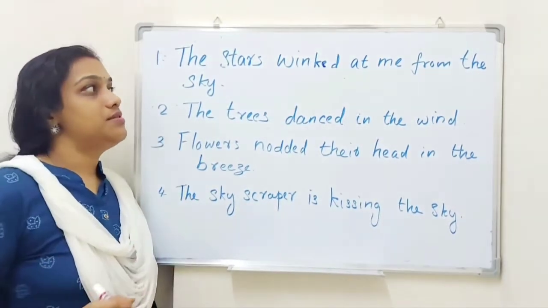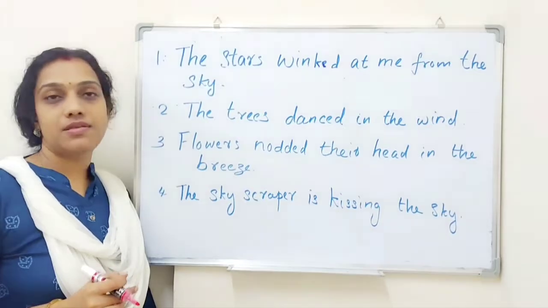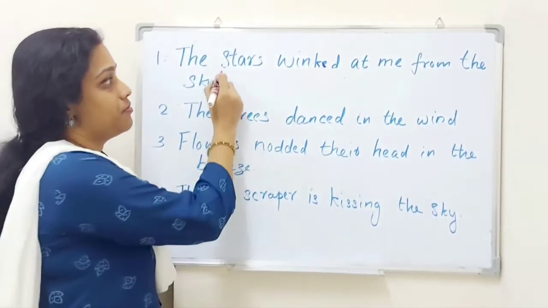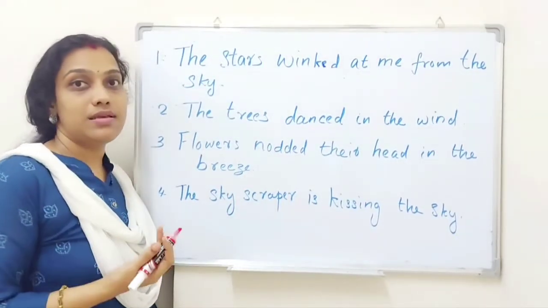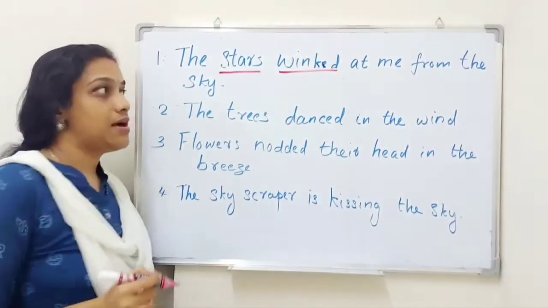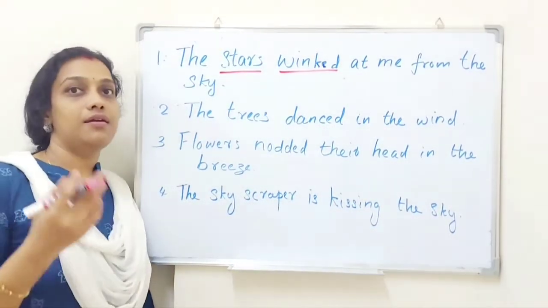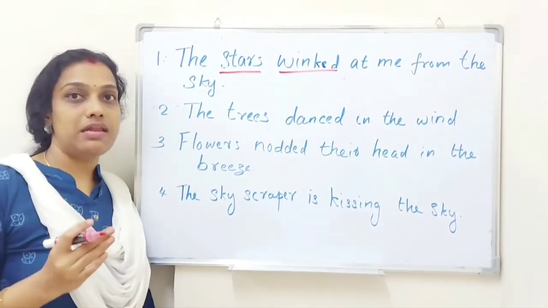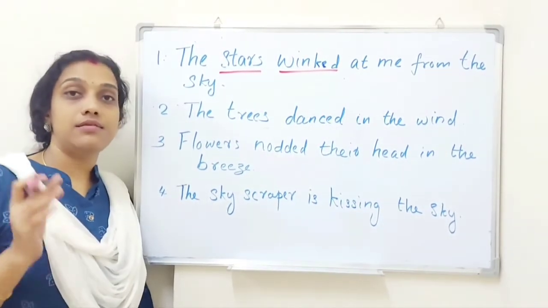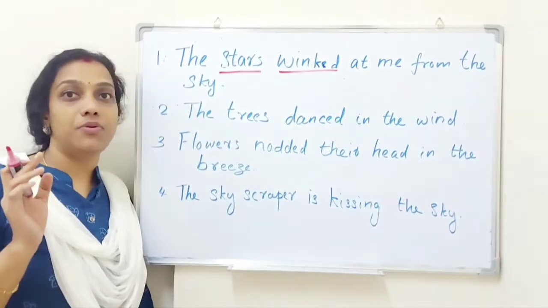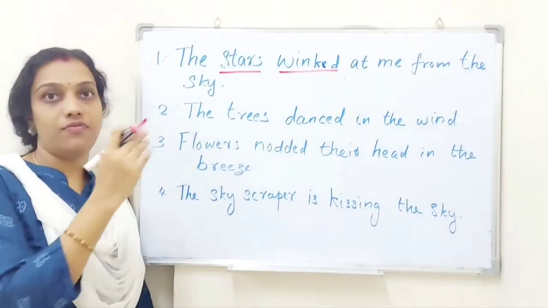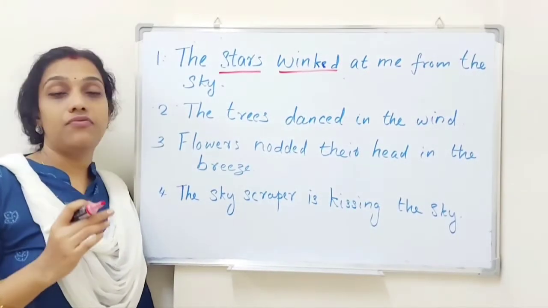The first one, the stars winked at me from the sky. Here, what is the non-human thing? Stars, right? And what is the human trait mentioned? Winked. So the stars winked at me from the sky. What is the message here? What is the meaning? The real meaning is, at night time we can see bright shining stars in the sky, and it is a very beautiful scene, right? That is presented here in a very beautiful way. The stars winked at me from the sky.